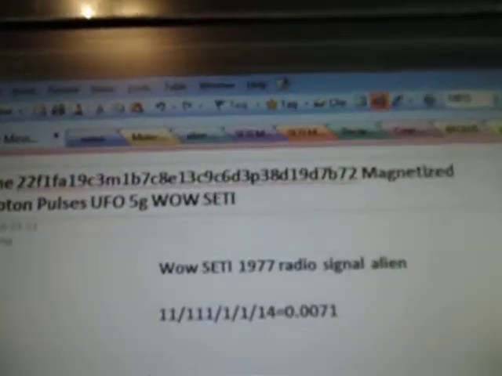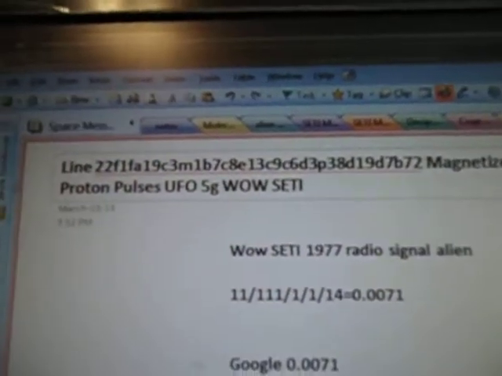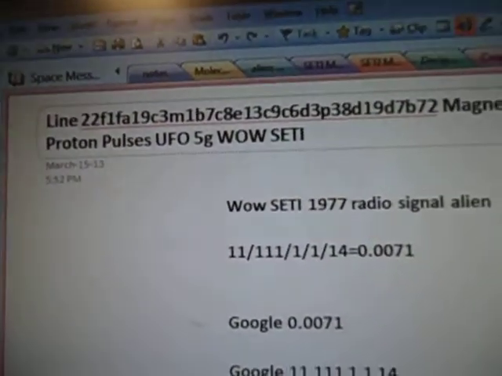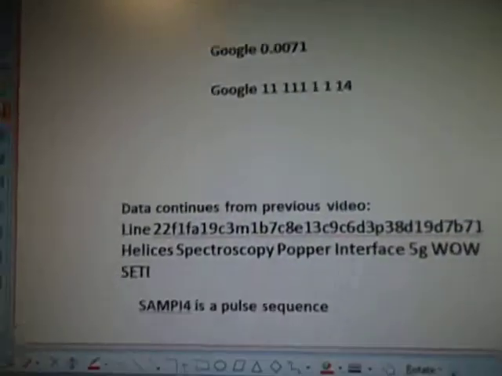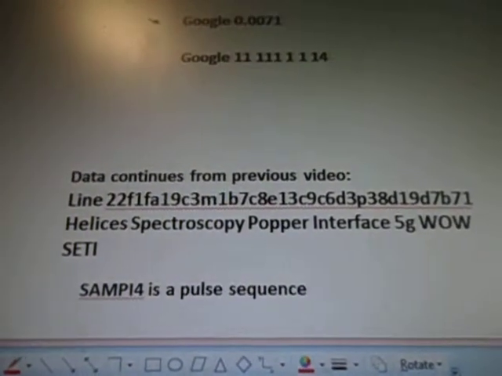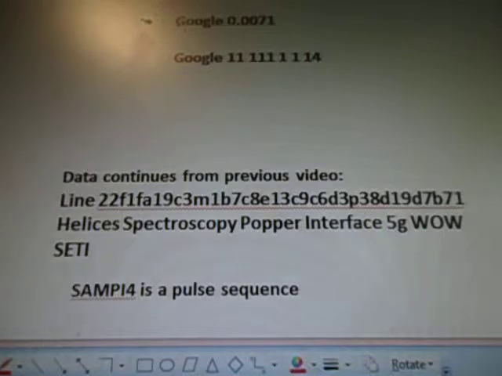Okay, so this is the next part, 7b72. It's line 22, 7b72, magnetized proton pulses, UFO 5G Wow Seti. There's the alien radio signal. There's the line of data, 7b71, Helices, spectroscopy, proper interfaces. And this is about spin magnetized protons, PDF research results for core area of UFO spaceship.